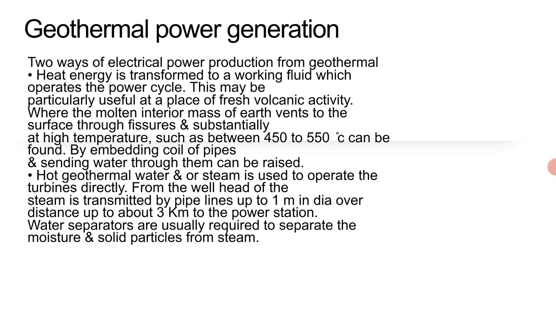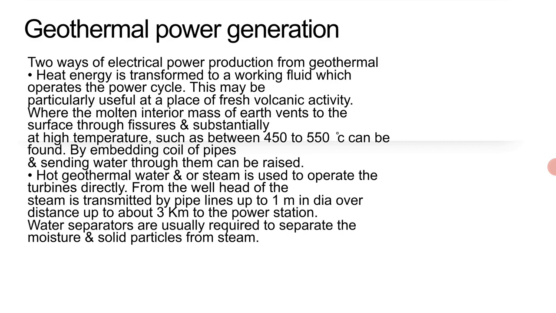This may be particularly useful at a place of fresh volcanic activity, where the molten interior mass of Earth vents to the surface through fissures, or substantially at high temperature, such as between 450 to 550 degrees Celsius, which can be found by embedding a coil of pipes and sending water through them.